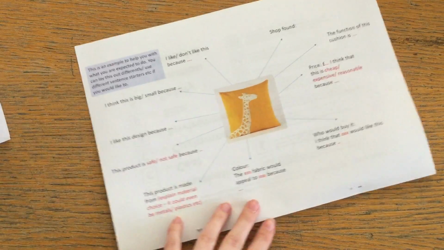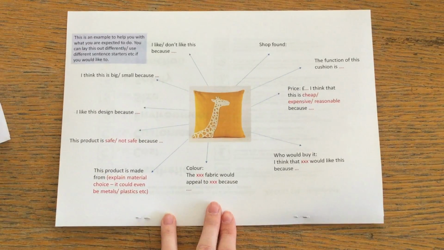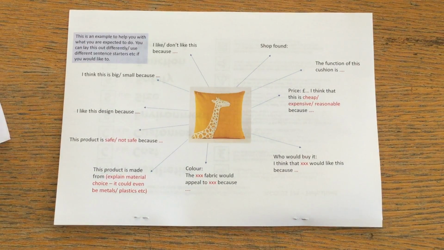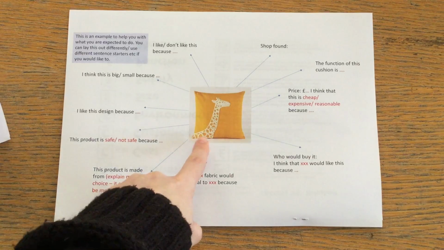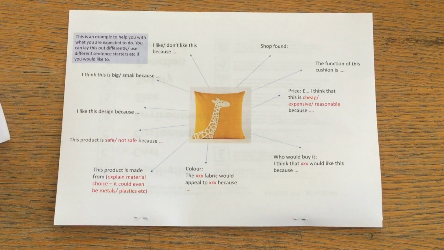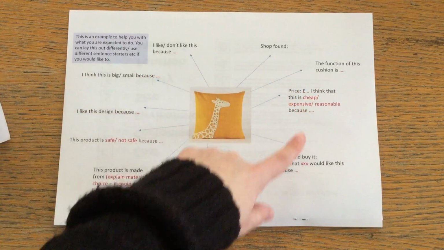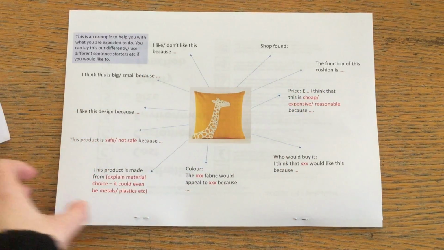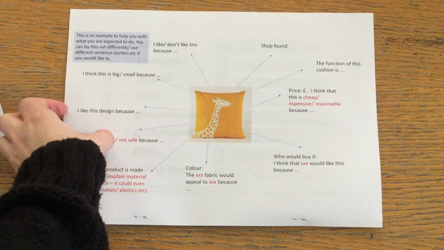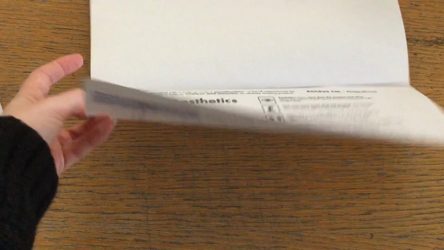So that's Access FM. Now this is an example of how you could lay out your piece of work, should you wish to. You don't have to lay it out like this. This is a suggestion. So you can do it in any way, shape or form you want, as long as the information has been given. So we need a picture or a drawing of the product. That's your first one. And around here we've got some sentence starters to try and cover all of those Access FM points that we've just spoken about.